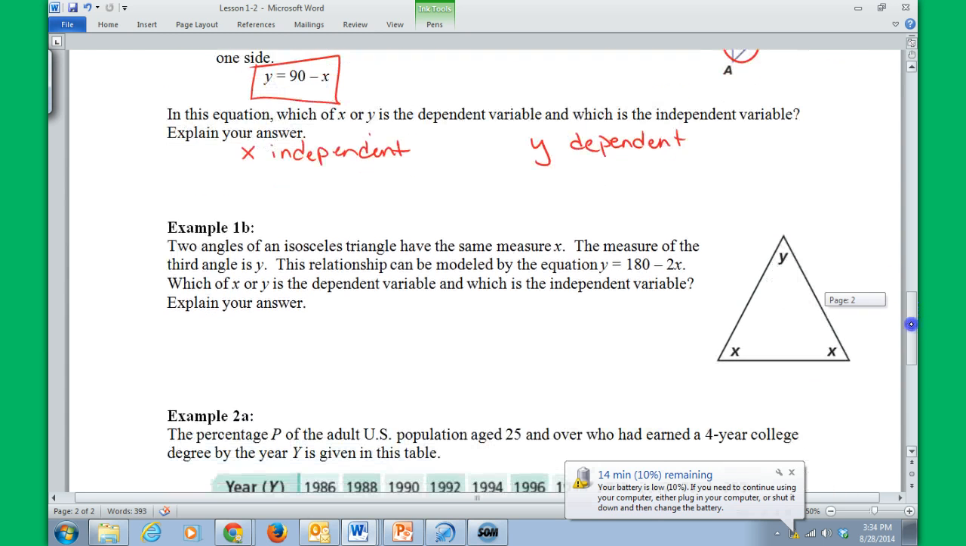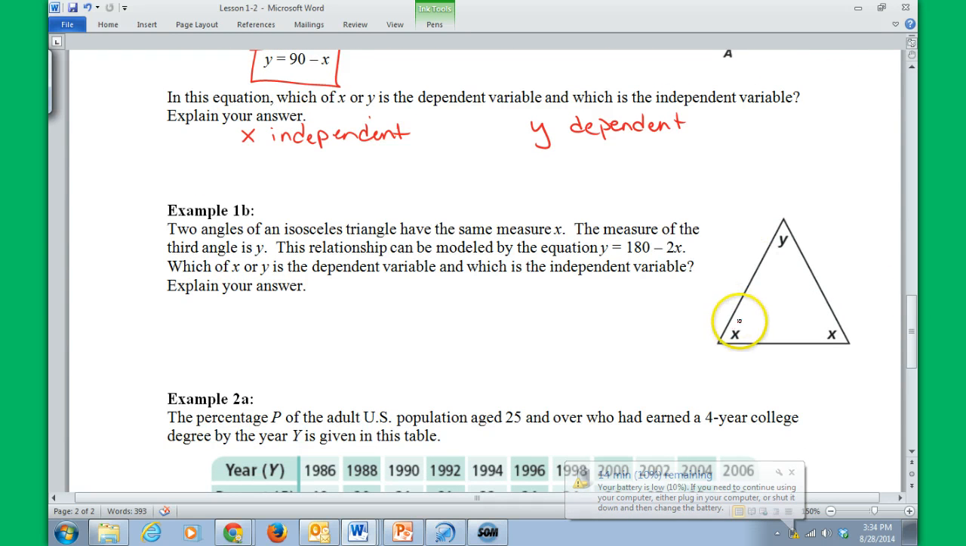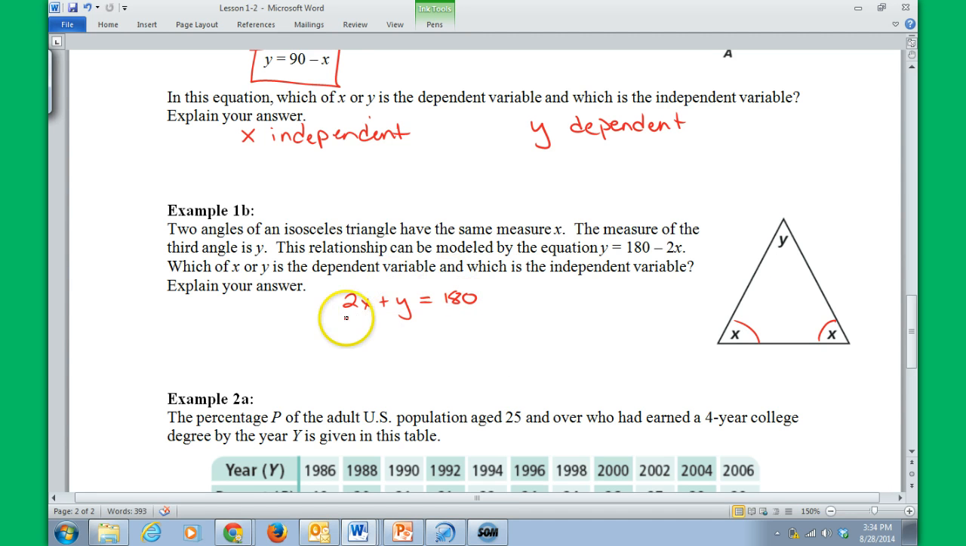The same could be said for this isosceles triangle. These two angles are equal, therefore I could write the sentence 2x plus y equals 180. If I were to solve this by subtracting 2x from both sides, I would end up with this equation right here. Here, the x, again, is independent, and the y is dependent.